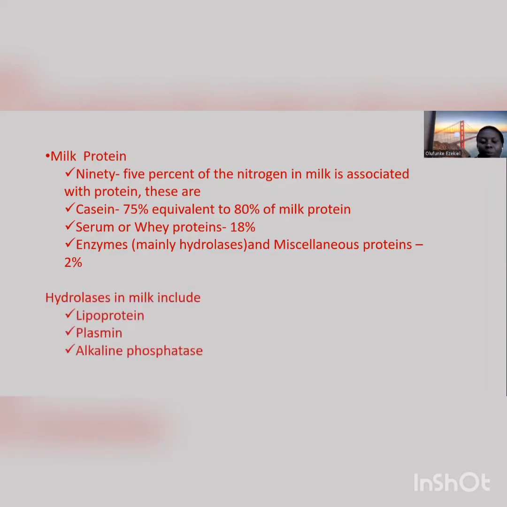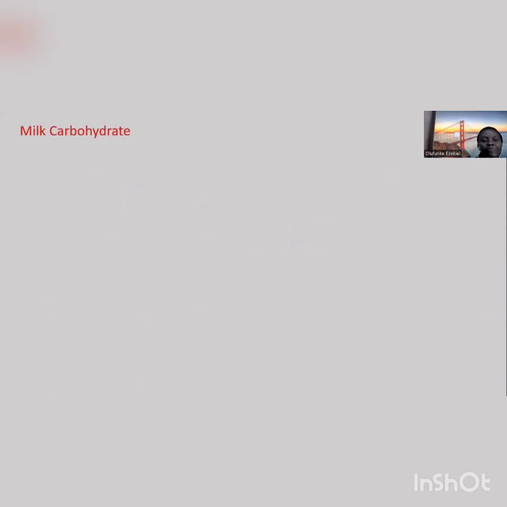Hydrolases in milk include lipoprotein lipase, plasmin, and alkaline phosphatase. These are important, especially alkaline phosphatase. These are important enzymes, which indicate quality of milk. We also have milk carbohydrates, lactose, which is made up of glucose and galactose.